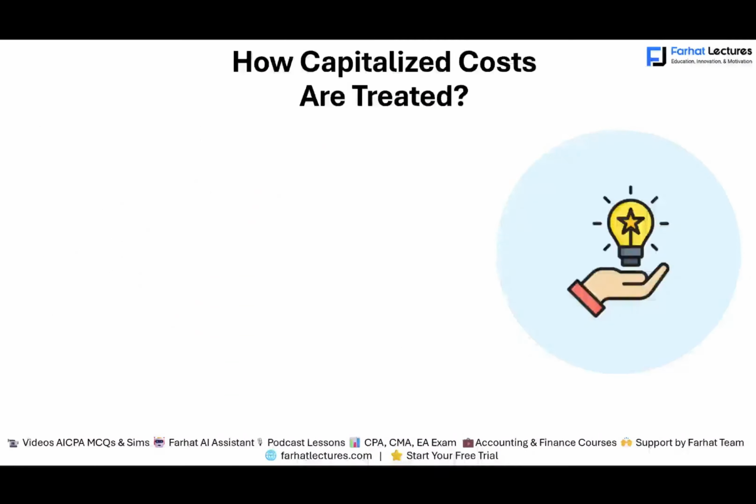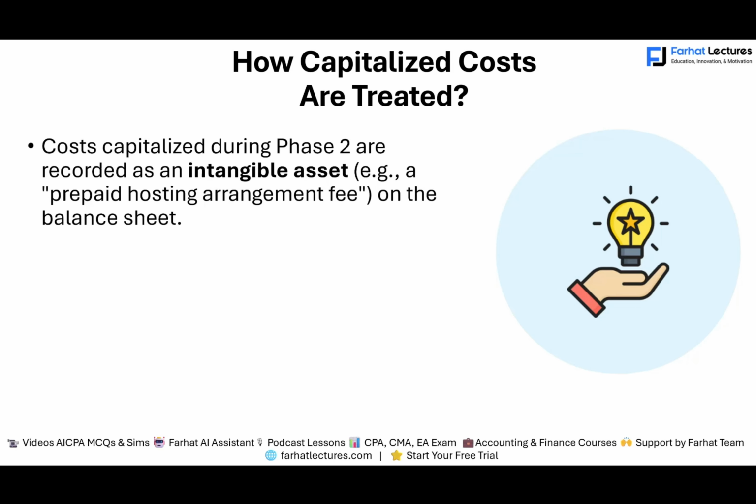Now, how about the capitalized cost? What do we do with the capitalized cost? Because that's an asset. What do we do with assets? Well, if it's a long-term asset, we will depreciate it. If it's an intangible asset, which is long-term as well, but it's an intangible, what do we do with intangible assets? We amortize. So costs capitalized as an asset during phase two are recorded as intangible assets, like the prepaid hosting arrangement, the licenses, they are on the balance sheet.